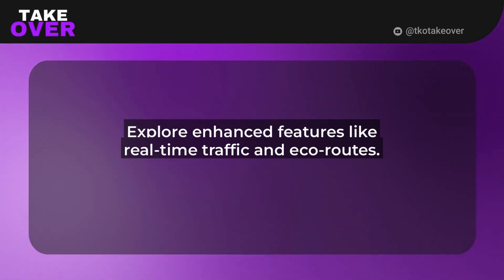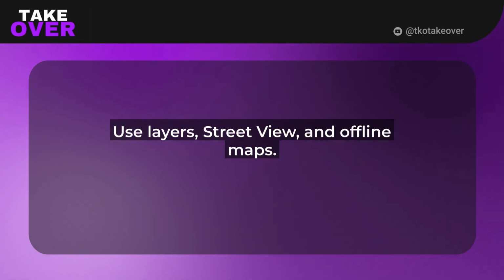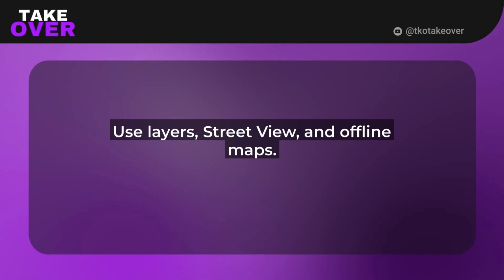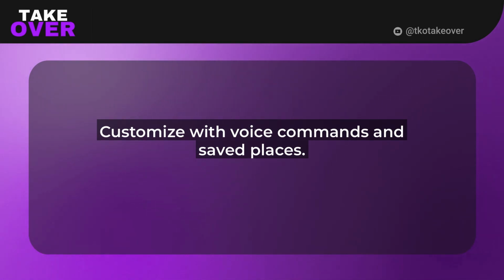Don't forget about the cool extras. Swipe through layers to view satellite imagery, terrain, or traffic overlays. For a more immersive experience, try Street View. Just drag the yellow pegman icon onto the map. And if you're heading offline, download maps for specific areas so you can navigate without internet. Pro tip: use voice commands by saying, "Hey Google, navigate to place" for hands-free directions.